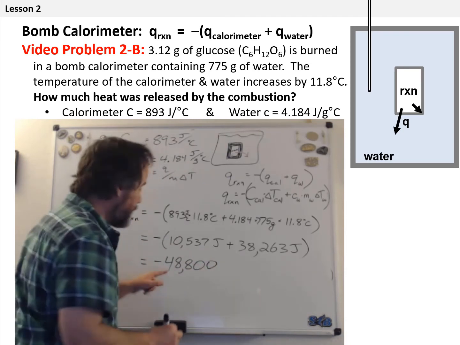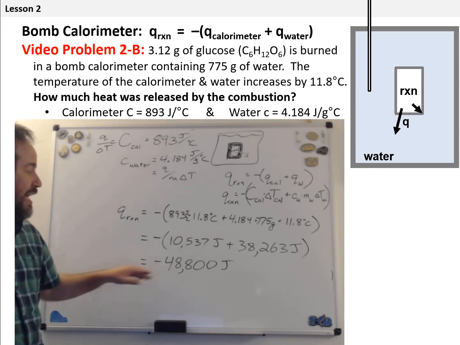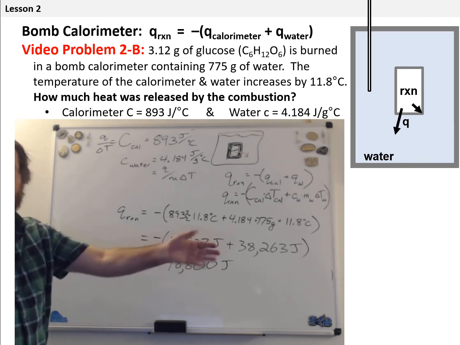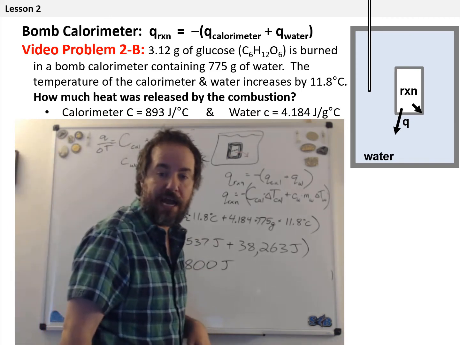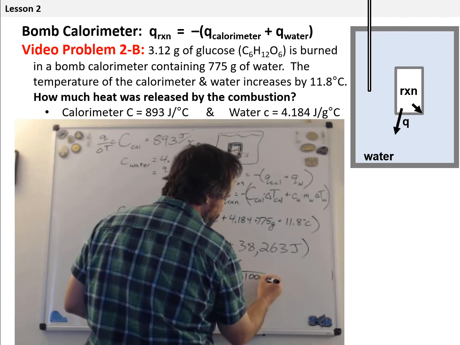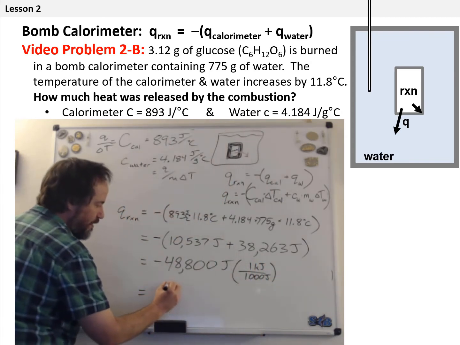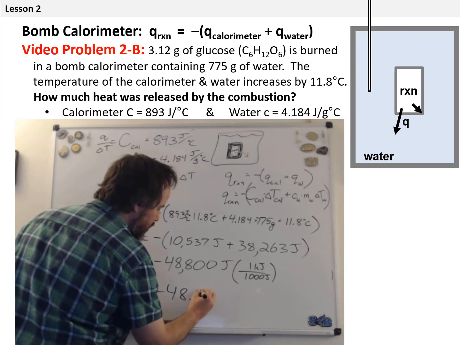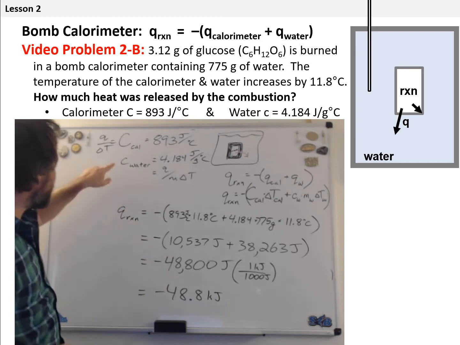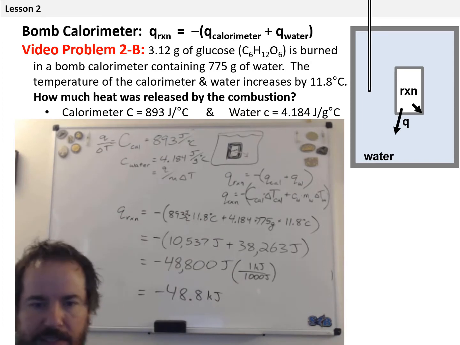All right, so we get negative 48,800 joules. Now, sometimes we can just leave it at that, right? In fact, this just asks how much heat, so this is a perfectly fine answer. But a lot of times we want to convert this to kilojoules. So 1,000 joules equals 1 kilojoule. And so this is negative 48.8 kilojoules. Okay, so this is the Q for the reaction. Now, let me go ahead and show this on the slides.